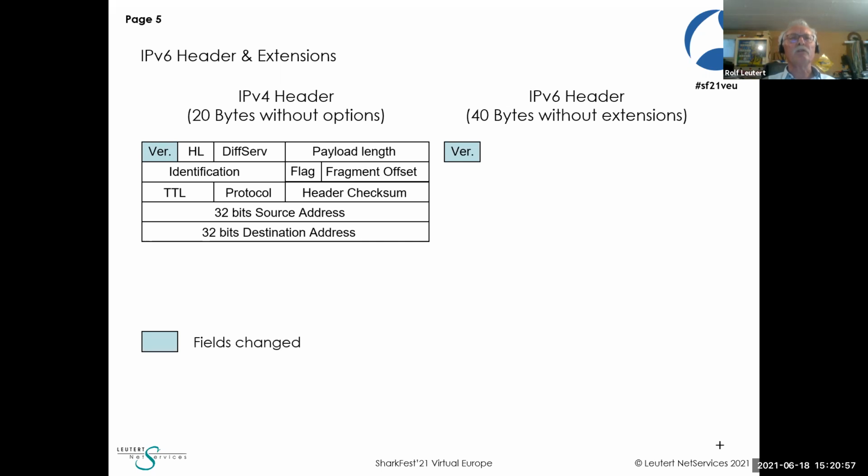We know the IPv4 header with the version 4-bit field at the very beginning. Of course, we still have this, but we have a number 6 in here. We don't have the header length anymore, which has gone because the base header in IPv6 is always 40 bytes. In IPv4, you could have options, so you had to have a header length. So that's gone. We can save 4 bits with that.